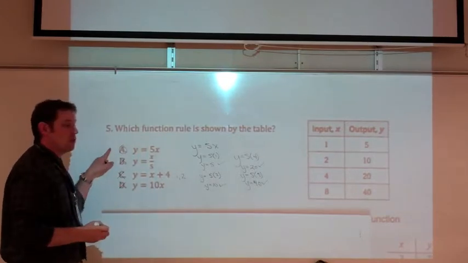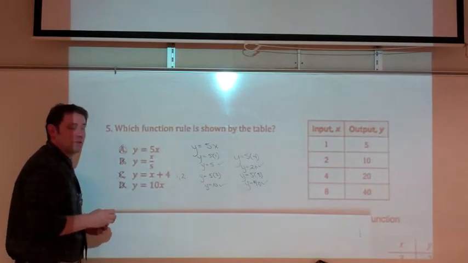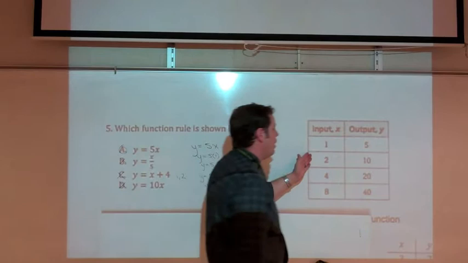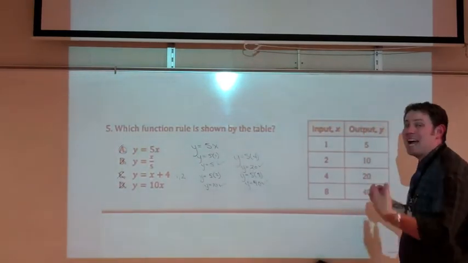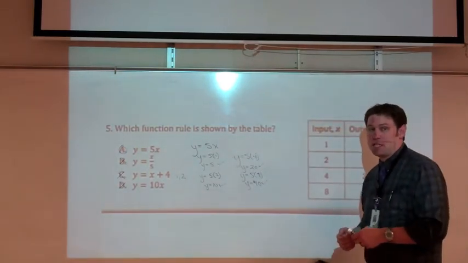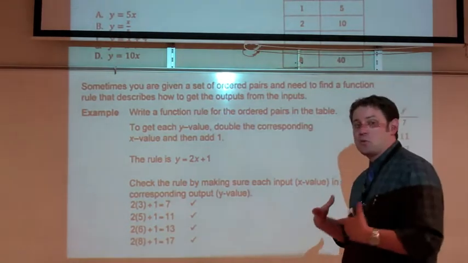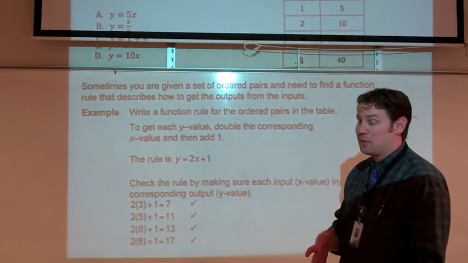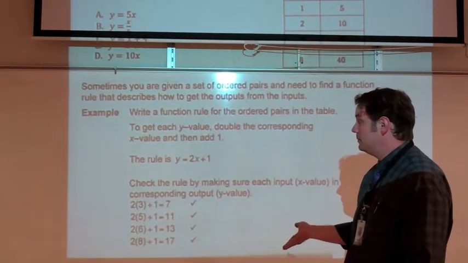So the only function rule that we can say works is y equals 5x. So when given an input, they should all equal out to their output. And you're going to have to test several of them to make sure that it's true. Now that you know what a function rule is, this is the rule that, when you put an input into it, will give you an output.